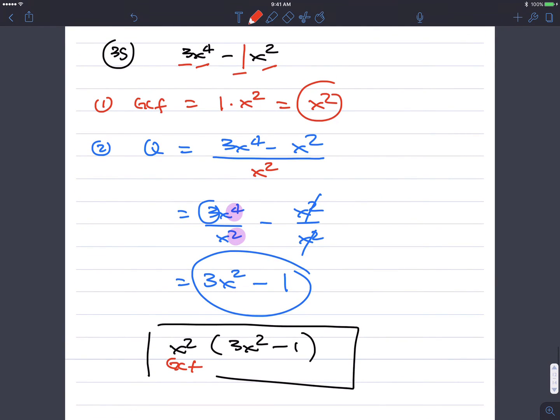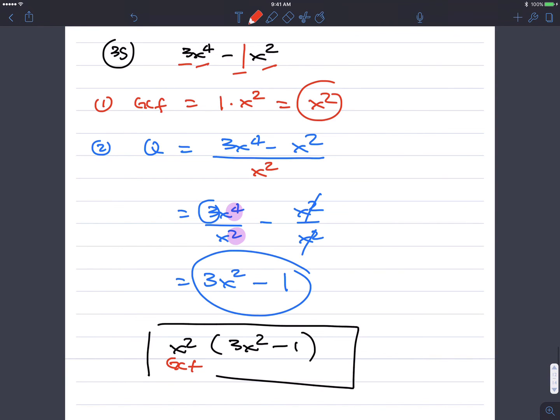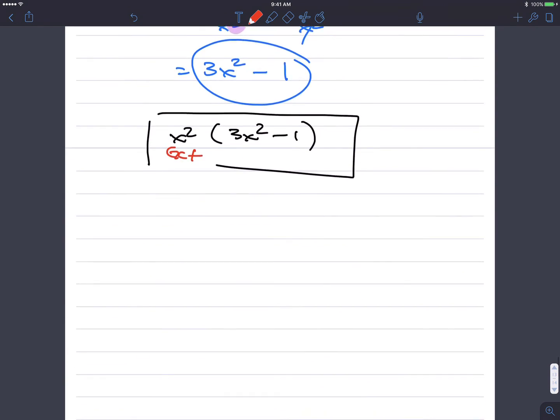Number 35. Okay, everybody okay with this one? Let's try a few more here.